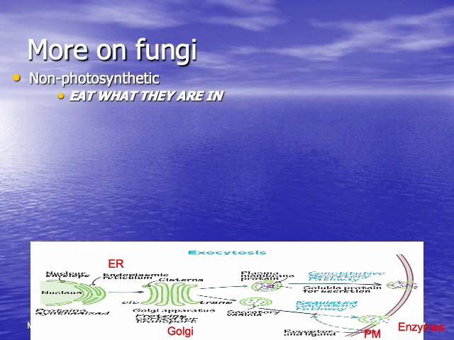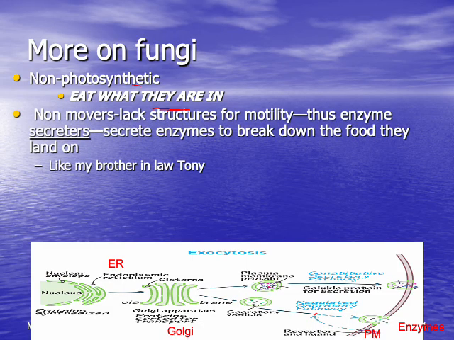So, going back to just general fungi: they are not photosynthetic. They can't make their own sugars using sunlight. Basically, they are heterotrophic. They eat whatever they happen to land on. And it's important to realize that they are not movers. Fungi don't have flagella or cilia or pseudopods or anything like that. So if they can't move to go to the food, they basically have to hope the food gets to them. They land on the food, and they have to be able to break down that food that they land on.